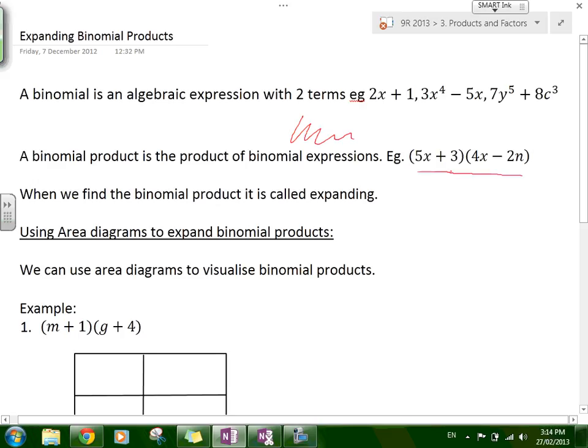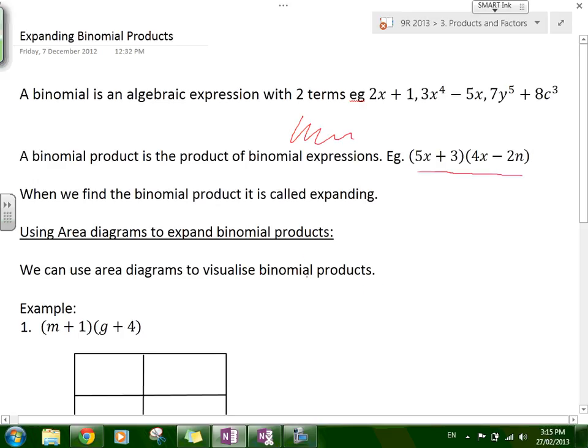It's basically a form of expanding. When we find a binomial product, we're expanding it out, getting rid of the brackets and then simplifying the expression. One way that we're going to look at is using area diagrams to visualize binomial products. You can use areas to symbolize what you're actually doing in multiplication and then find these binomial products.